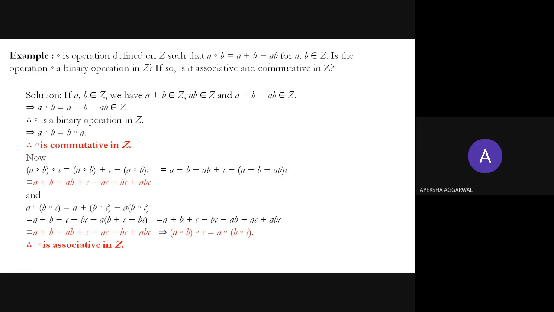Now this one. The operation AOB is defined as A plus B minus AB. So this is commutative, yes? Yes, because both are A plus B minus AB. And is this associative or not? You will calculate the left hand side and right hand side, and you will find the answer. Right?